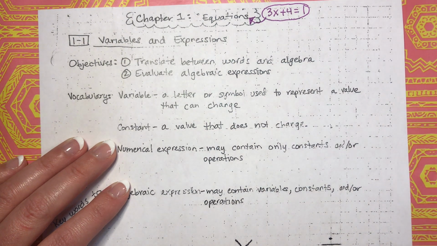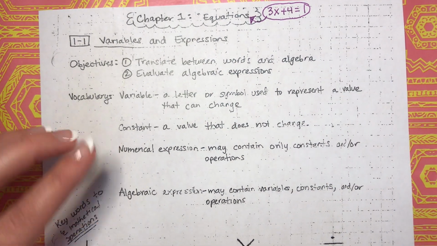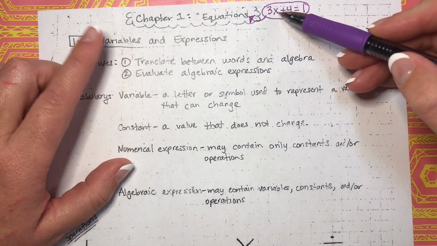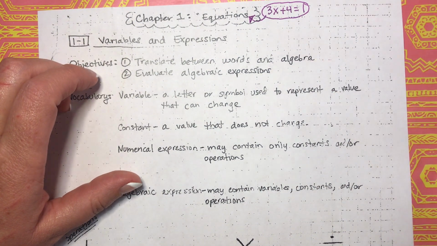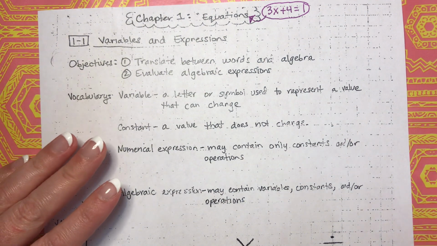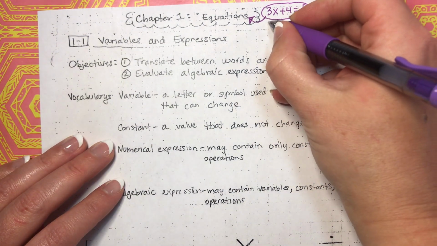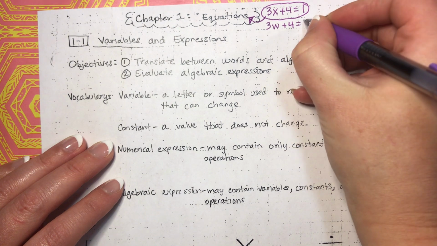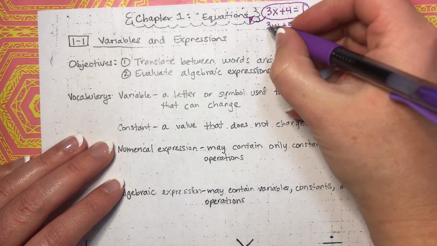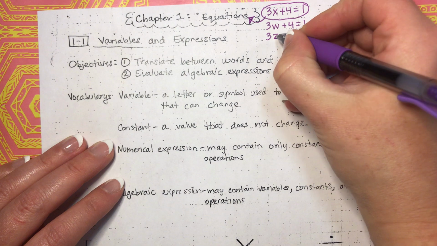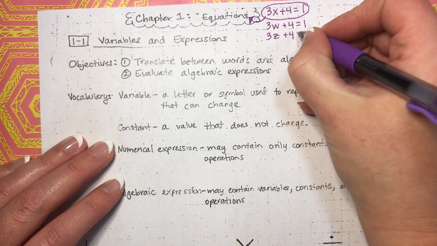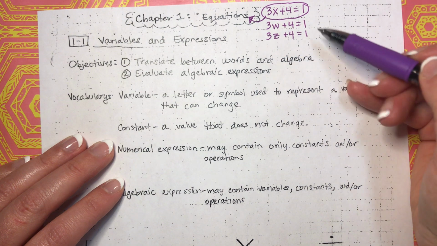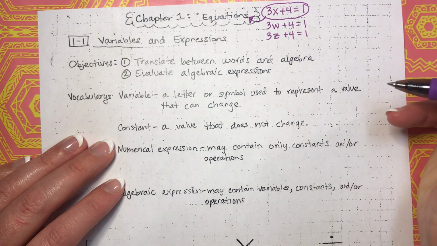Now in an equation, you can have something that is called a variable. A variable is the thing that you don't know. We don't know what x is. It's a letter, but a variable can be any letter. It could be 3w plus 4 equals 1. That is an equation. Or it could be 3z plus 4 equals 1. Those are all different variables, and these are all equations because they have an equal sign.